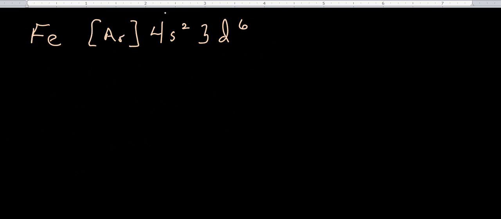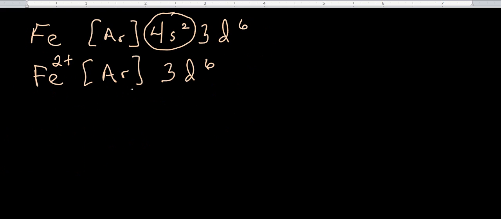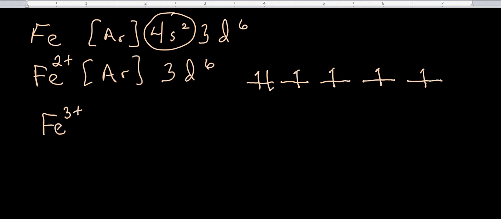The iron atom illustrates another type of example. Again, we'll look for our highest n value. So here the 4s2 electrons at n equals 4 are going to get removed first. Once the 4s2 electrons are removed, we form an iron with a positive 2 charge.